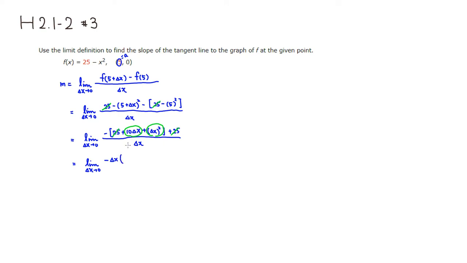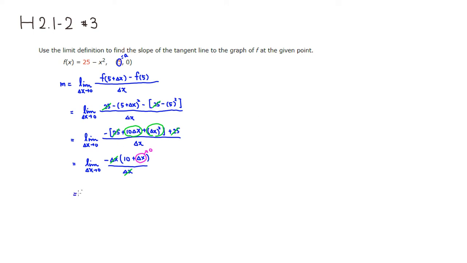If you pull delta x out here, you have 10 left over. And you pull out the delta x from the delta x squared, you have another delta x left over. Then you have all over delta x. So we can cancel delta x on top and delta x on the bottom. And then delta x approaches 0, so this term disappears because it goes to 0. So you can see that what's left is negative 10.